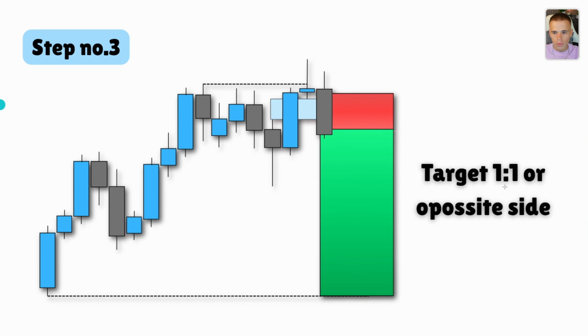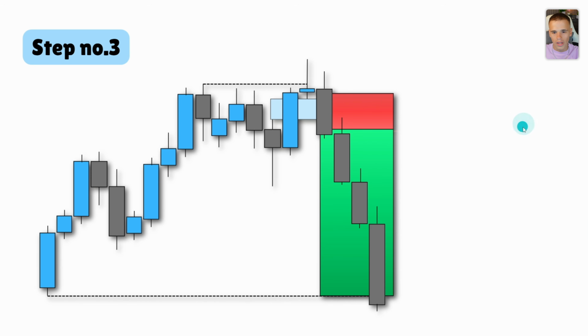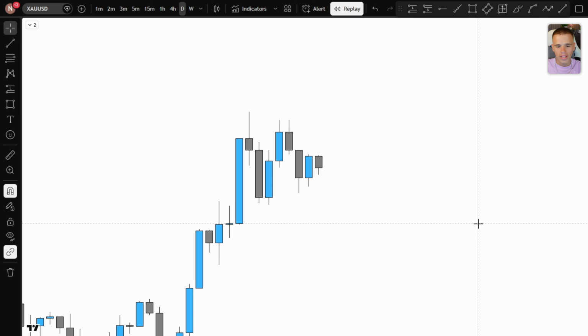And when we get that closure, all we do is we basically enter the market. And what we do is we either target 1-to-1, which is going to be really high win rate, or we can just simply target the opposite side of the daily range and of course all we need to do is we just need to wait for the trade to play out and basically get the results. And that's basically the whole model. Right now we can just go straight into the live market so I can show you how it's working in the live markets. Okay, so here we are in the actual live market.